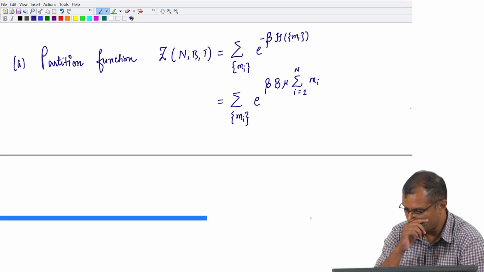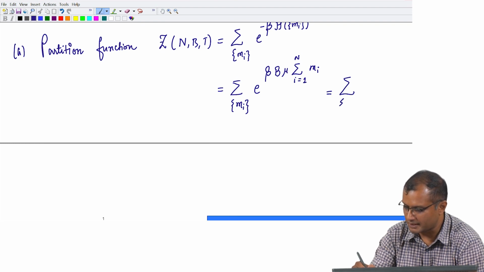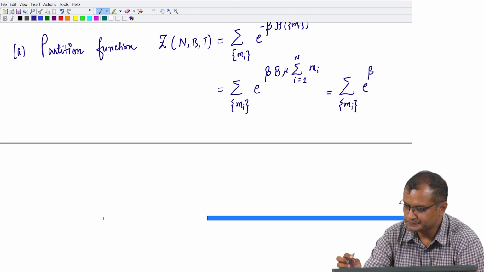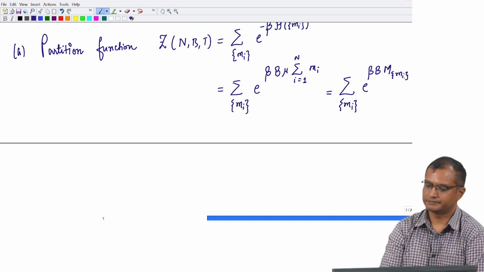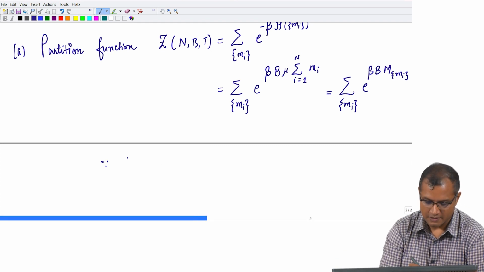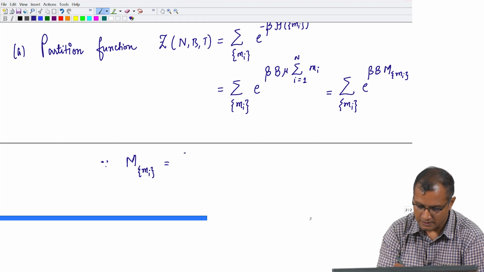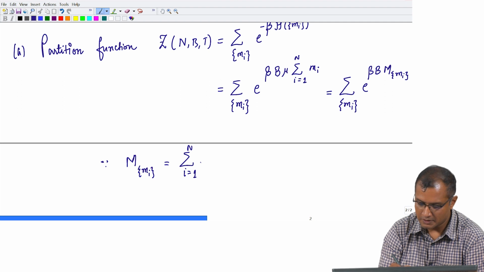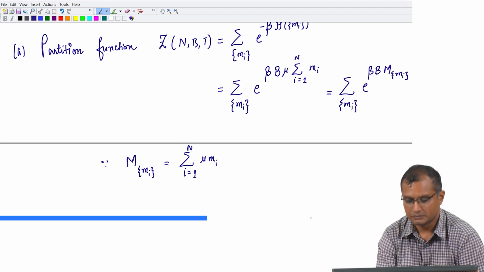Okay. So, I can also write this as just summation over all microstates e to the power beta b into the magnetization of the microstate. And this is because the magnetization of a particular microstate is nothing but summation over all degrees of freedom mu times mi.